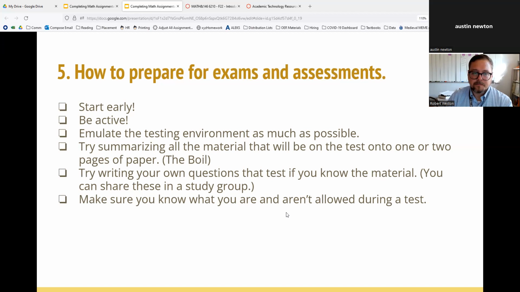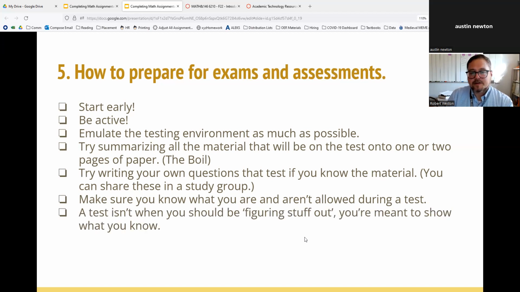This is really important. A test isn't when you should be figuring stuff out. You're meant to show what you know. If you're still figuring stuff out during a quiz, not a good time to be doing that, right? It is really a moment for you to demonstrate what you know to the best of your abilities. And that may include doing studying, right? Actually sitting down and trying to figure out, how do I remember this information, or how do I think about this information? You should not be still figuring it out by that time.